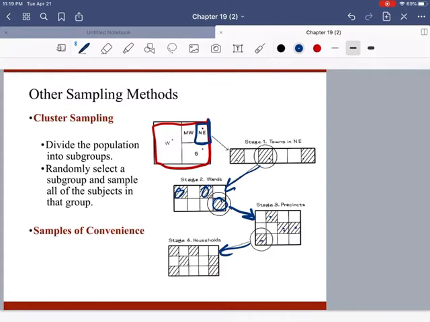There's also samples of convenience. Those aren't super great. That's like where if you stand in front of the store and sample everybody as they come in, that's a sample of convenience.